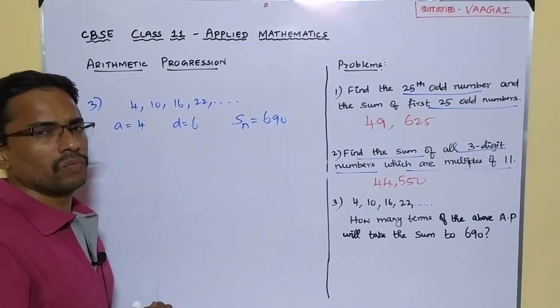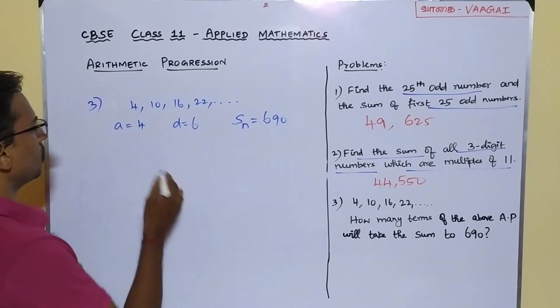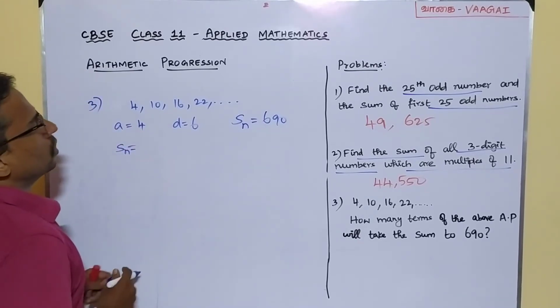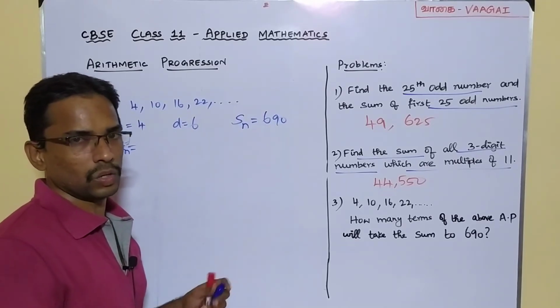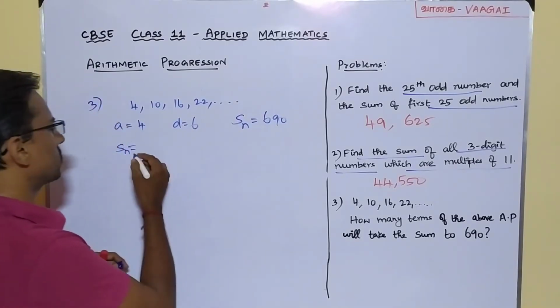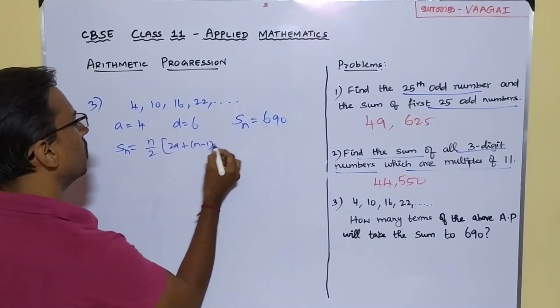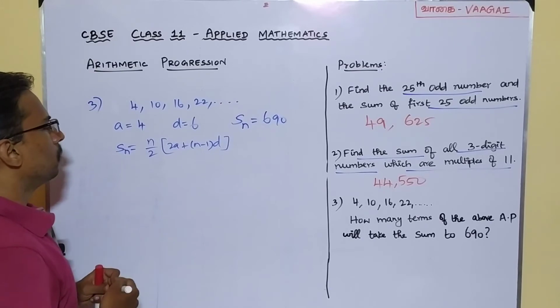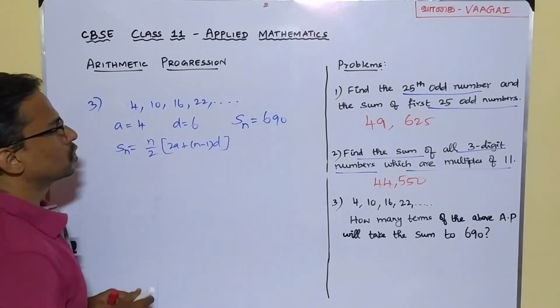Simple again. So we are supposed to use the formula for Sn. Let's recall it. So Sn is equal to, since we don't have any idea about the last term, nothing to worry, we can use the first formula. So Sn is equal to n by 2 times (2a plus (n minus 1) into d). Let's try to use this formula, right? Because we know the value of a and d, and Sn also. So let's try to use it.